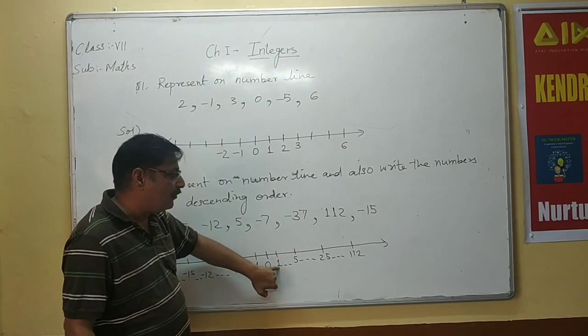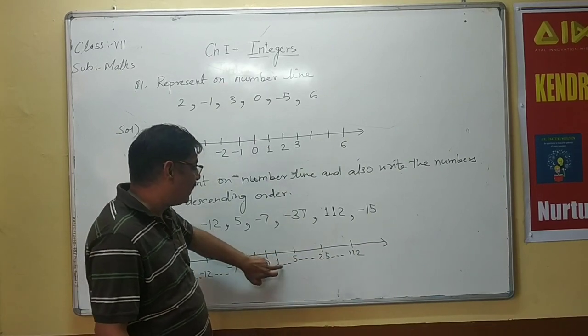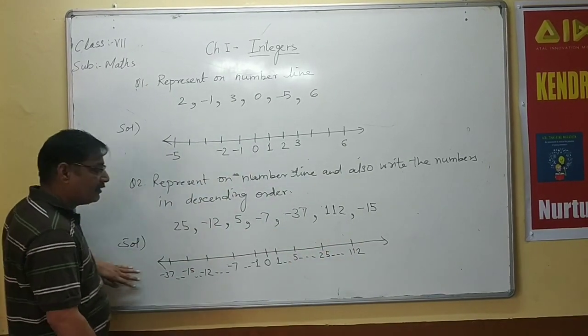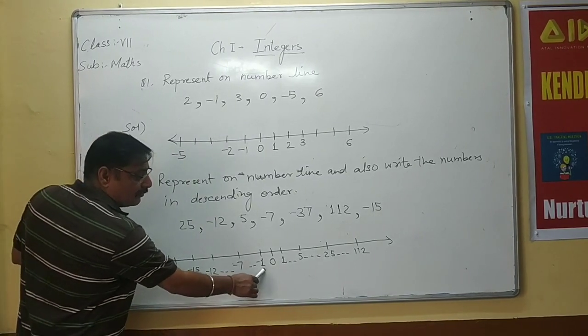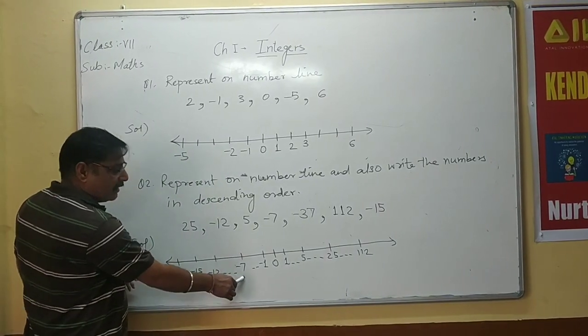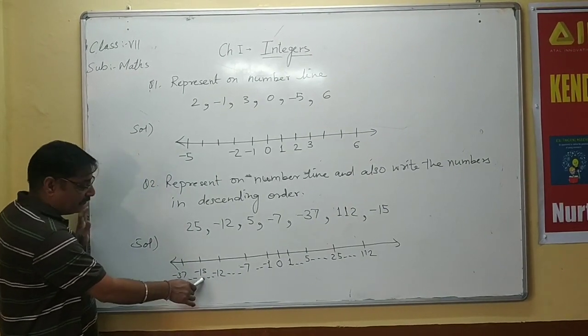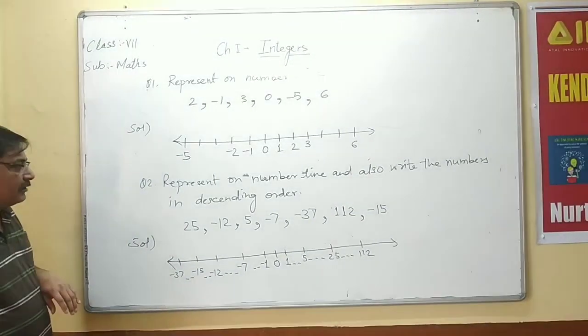5 is greater than 1. 25 is greater than 5 or 1. 112 is greater than these numbers. When we move to this side, -1 is greater than -7. -7 is greater than -12. This is greater than -15, and this is greater than -37.